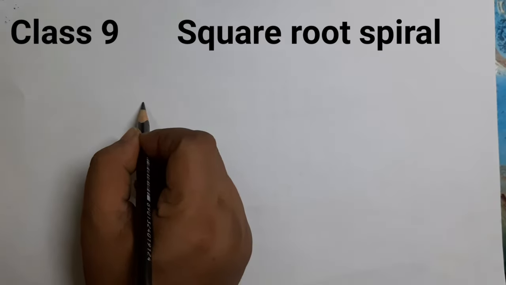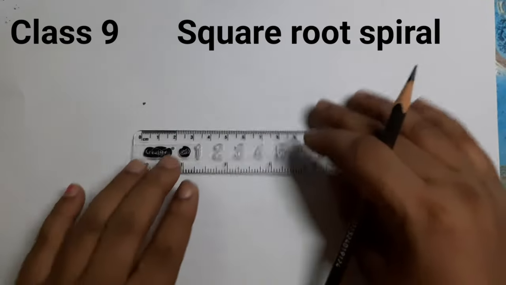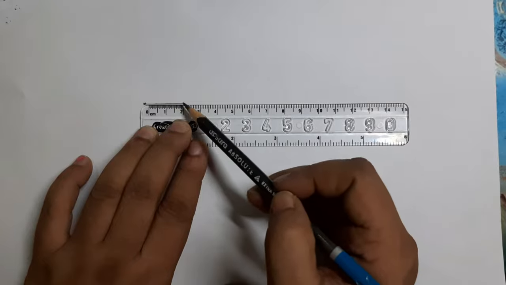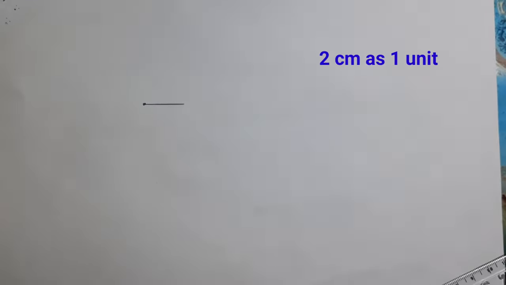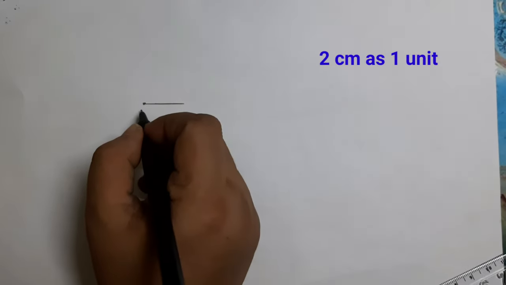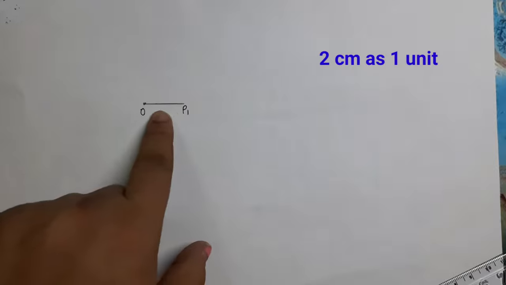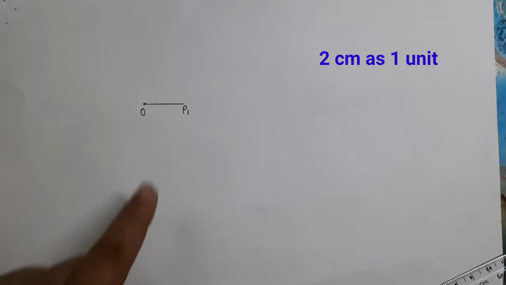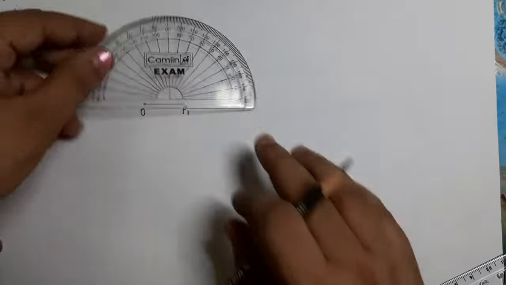I have marked the point O here and draw a line. You can take any length. I am taking 2 cm as one unit. So that's here. Label it as O and P1. So here one unit is 2 cm. You can take any length of your choice. At point P1, draw a perpendicular using a protractor.